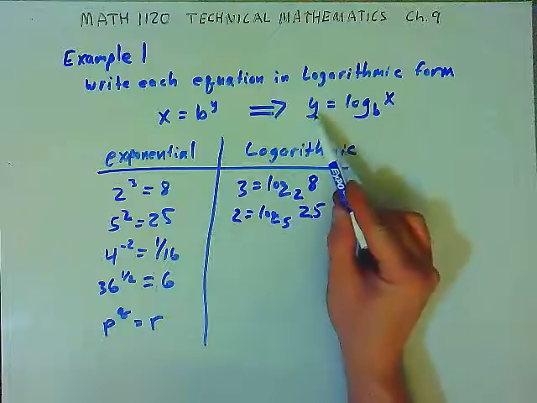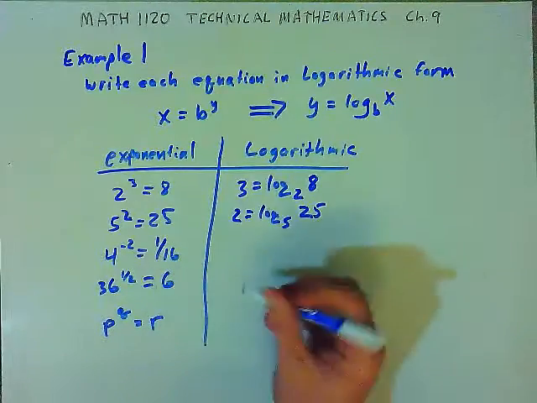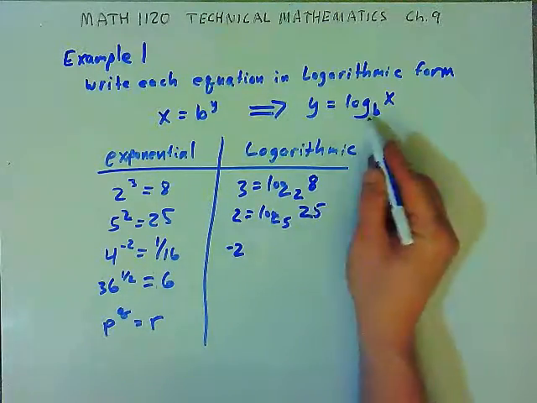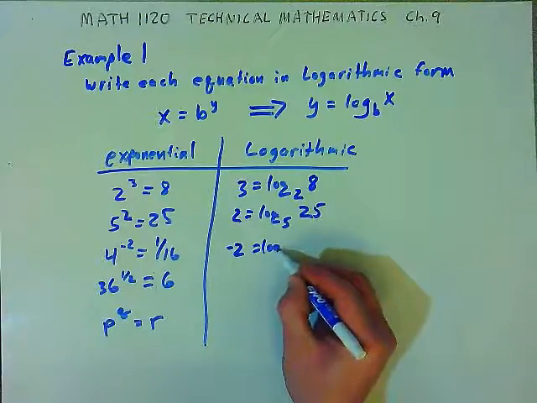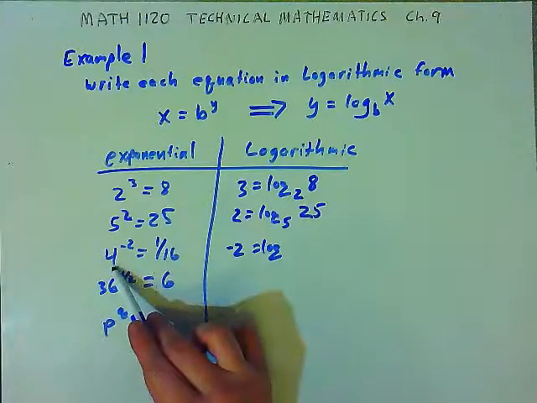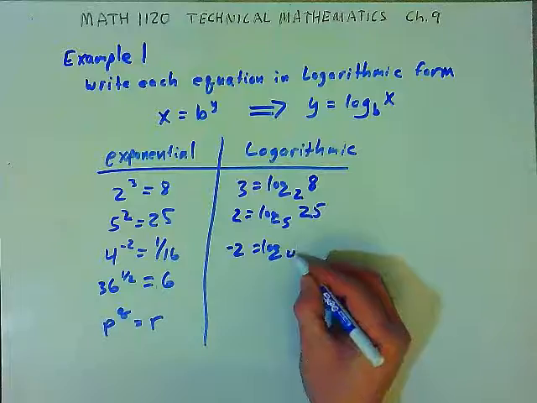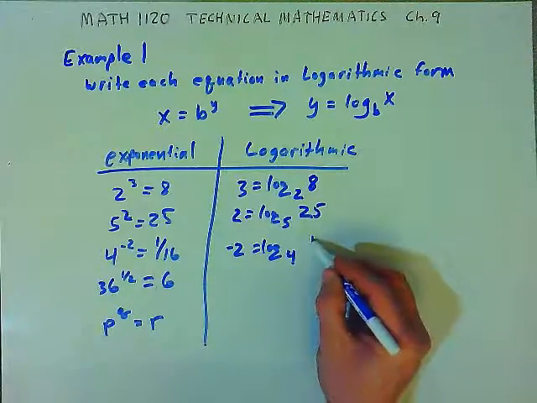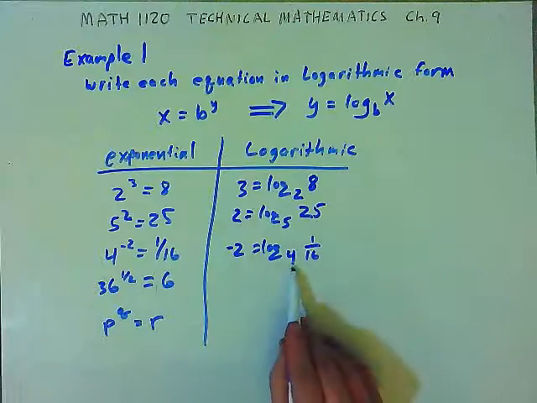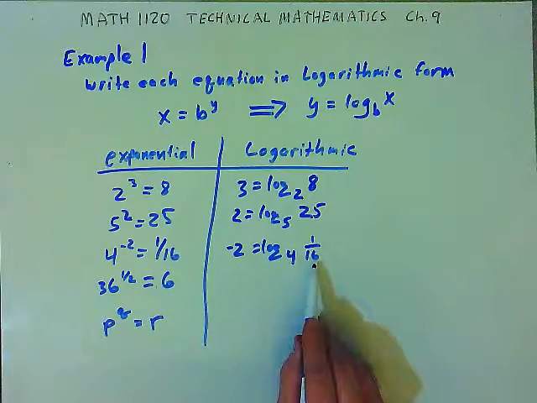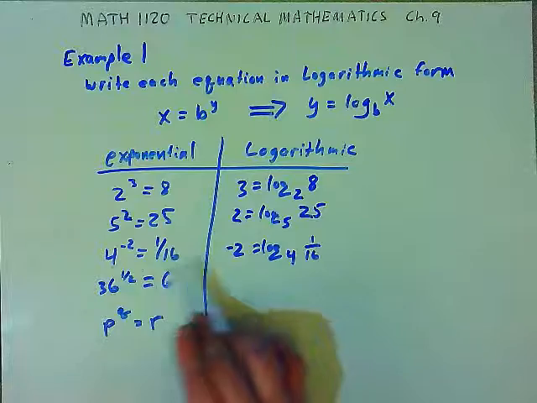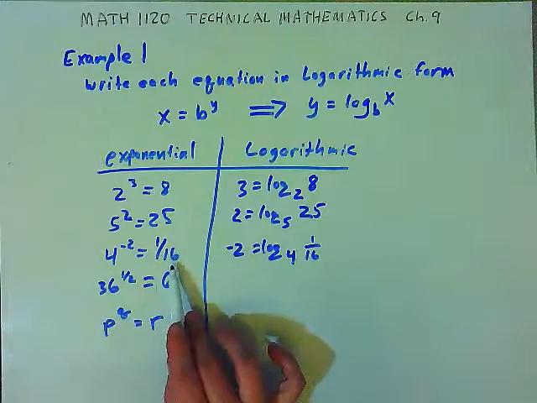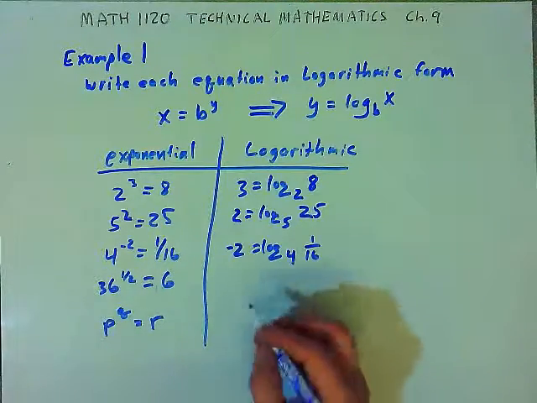Again, y, over here y is the negative 2, is equal to log of a base, and over here the base is 4. And then x, the answer is 1/16. So we're saying 4 to what power is equal to 1/16? The answer is negative 2. 4 to the negative 2 power is 1/16, right? And so we'll do that again.